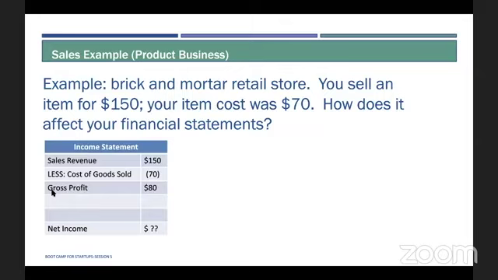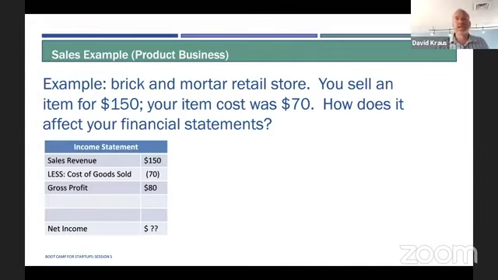Thank you, David. Absolutely. Okay, now we're just going to look at a couple of examples. All that terminology I just threw at you. This one's a sales example for a product business. So let's say you have a brick and mortar retail store and you sell an item for $150. Your cost on that item was $70. So you got a piece of inventory, whatever it was, somebody came into your store, paid you $150 for it, and now it's gone. How does just that transaction affect your financial statements?